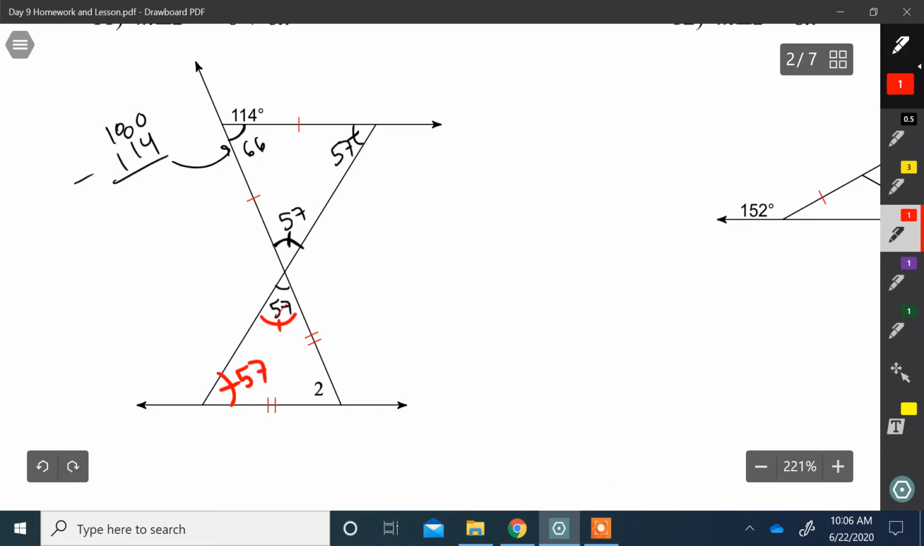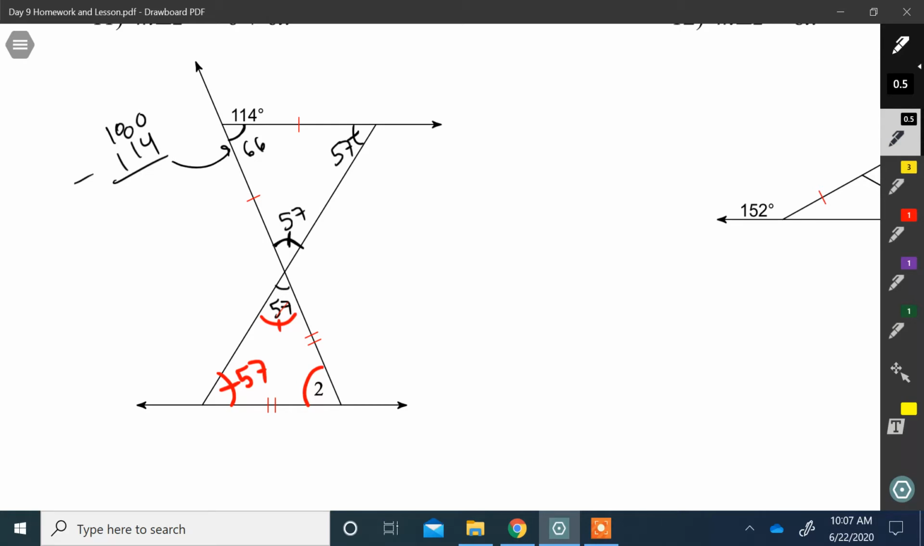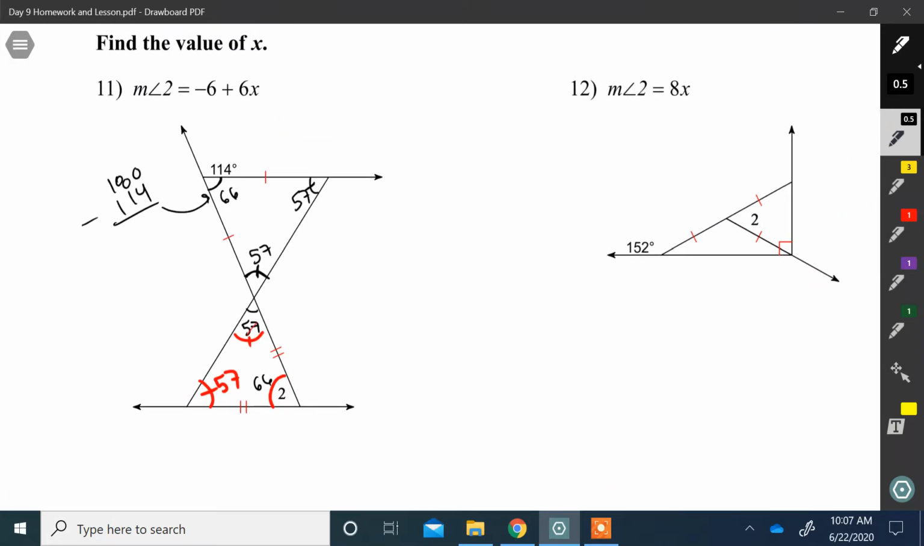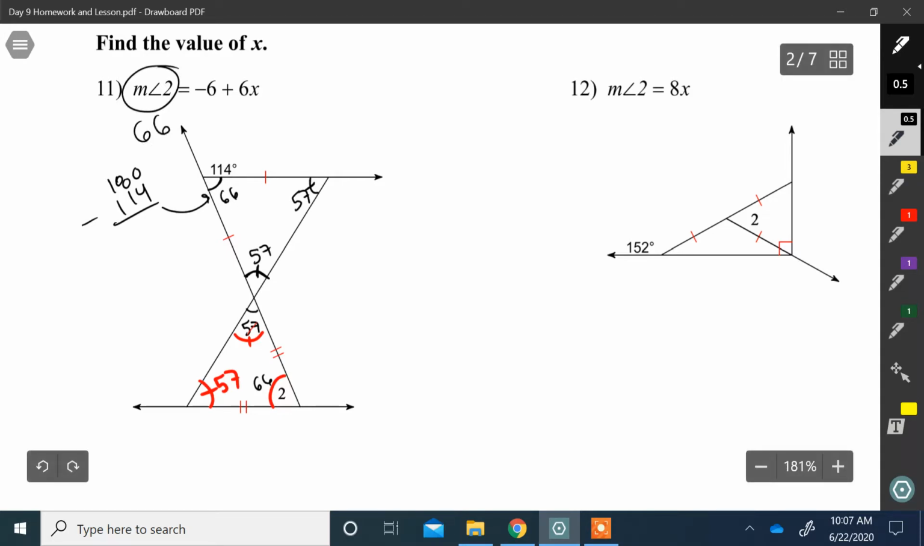So if those two are 57, and I know that all of that adds up to 180, I know that 57 times 2 is 114, okay? Which means, this is very interesting, that when I subtract 180 minus 114, I should get 66, okay? That worked out very nice. So that too is 66. So that means that this right here is 66.